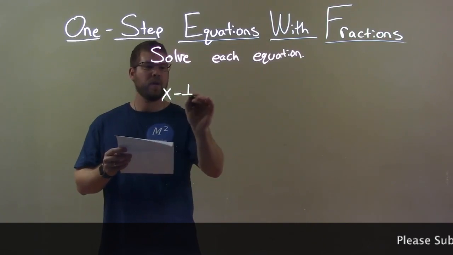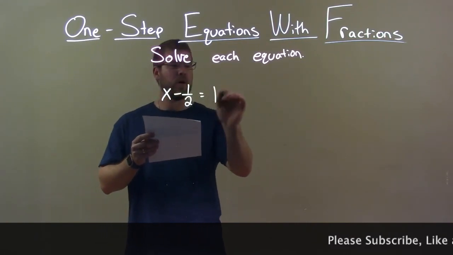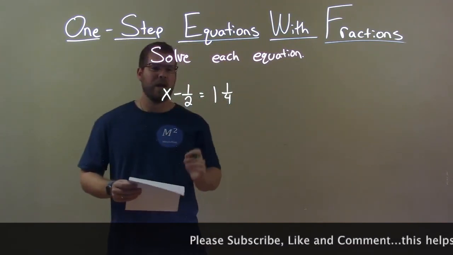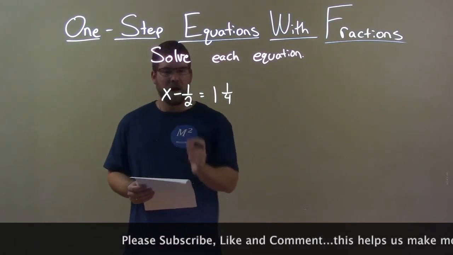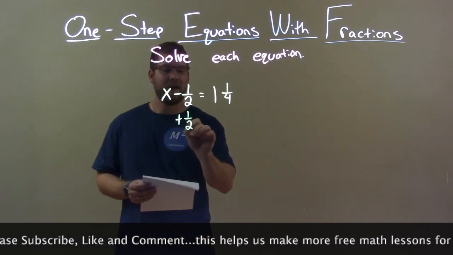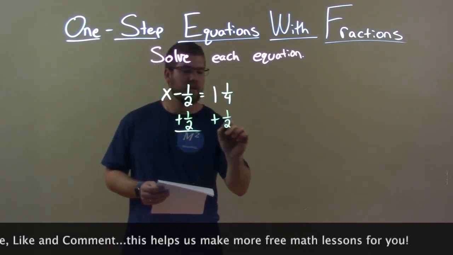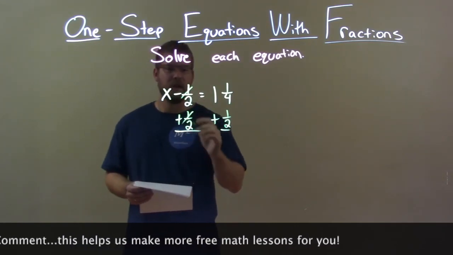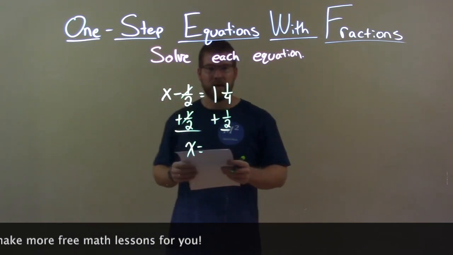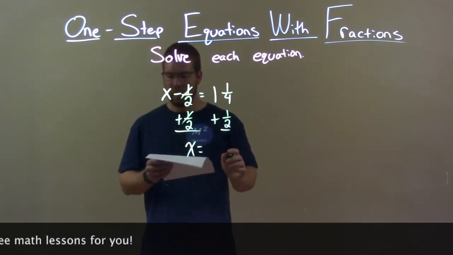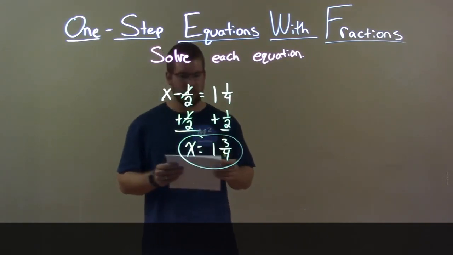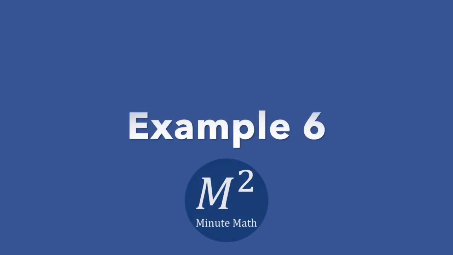X minus 1/2 is equal to 1 1/4. Well, x minus 1/2 is on the left there. There's subtraction. Opposite of subtraction is addition. So if I add 1/2 to both sides, this will eliminate the 1/2 on the left, giving me x by itself, which is what I want. And then 1 1/4 plus 1/2 is 1 3/4. So our final answer here is just x equals 1 3/4.